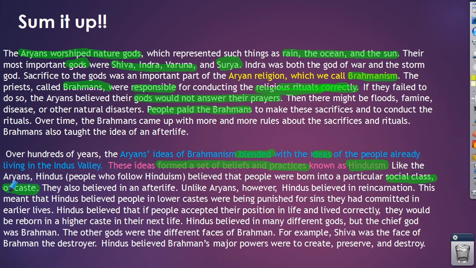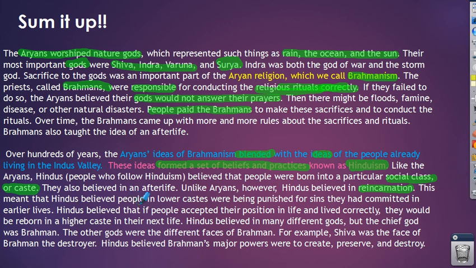So India has a caste system. They also believed in an afterlife. Unlike Aryans, however, Hindus believed in reincarnation. This tells us that the Aryans probably did not believe in reincarnation. If you don't know what reincarnation is, when you are born, you die, and then you are born again.